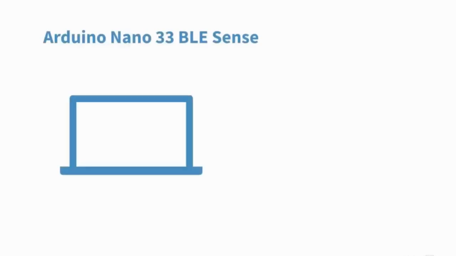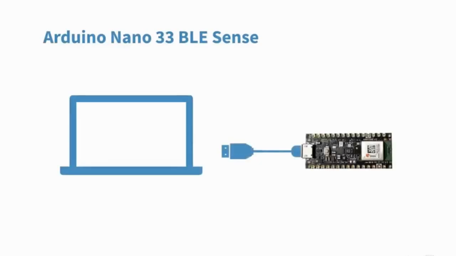In addition to software tools, the course uses a development board from Arduino called the Arduino Nano 33 BLE Sense. This board has a range of sensors for many prototyping applications, including a microphone which we'll use for our prototype. It connects to your laptop or desktop using a USB cable for programming.